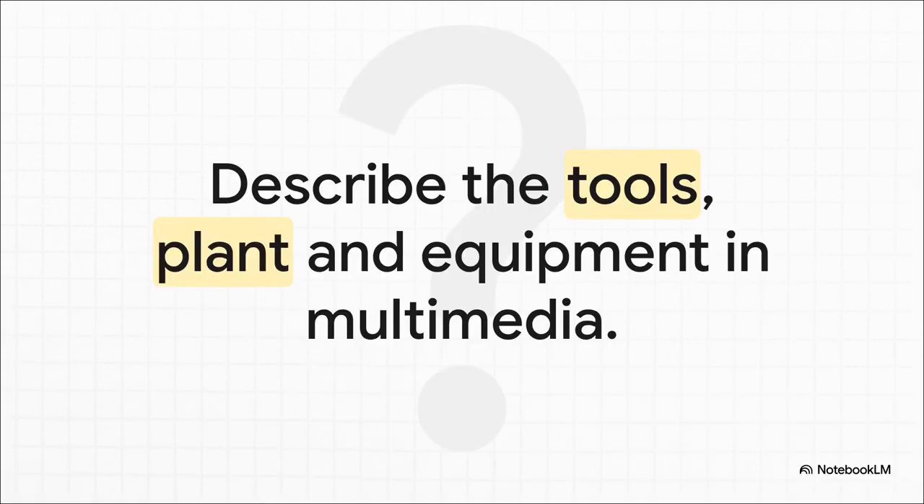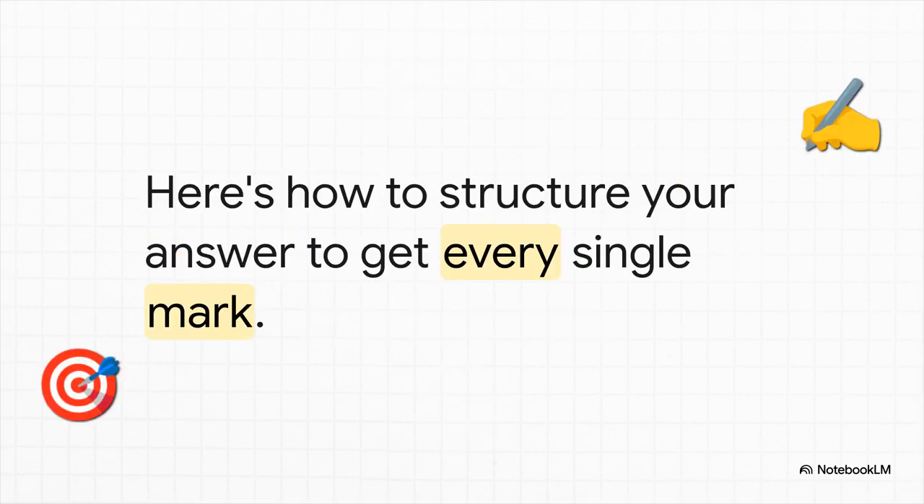Here's the question. Describe the tools, plant, and equipment used in the multimedia industry. It's a 6-marker, and yeah, that word plant is a little weird, right? Don't worry, we are going to cover exactly what that means. Our mission today is to make sure you get all 6 of those marks. Easy. So, how do we do that?